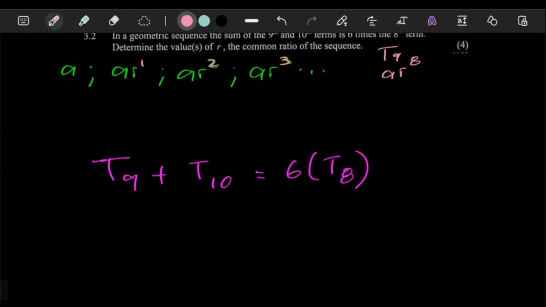This is basically what you would have there. AR to the power of 8. So what that means now is T9 is just AR to the power of 8. T10 is just AR to the power of 9. And then T8 is just AR to the power of 7.